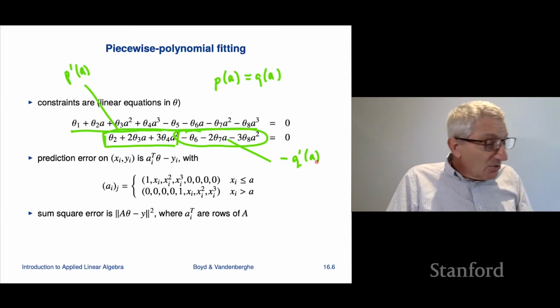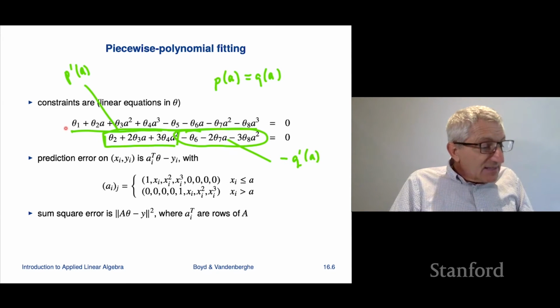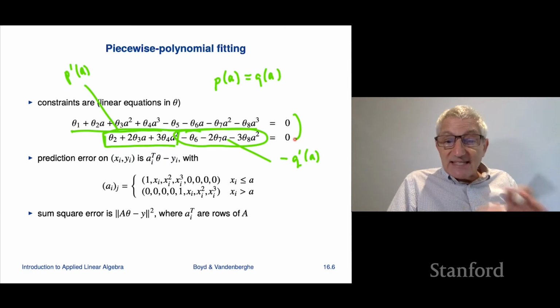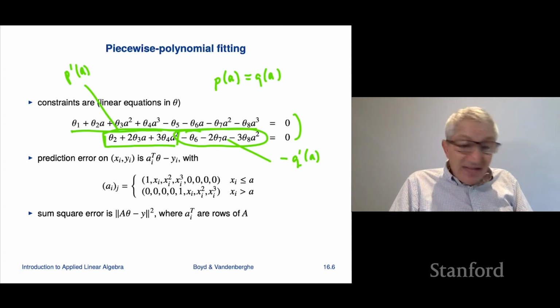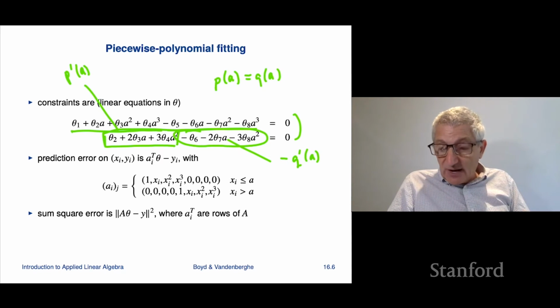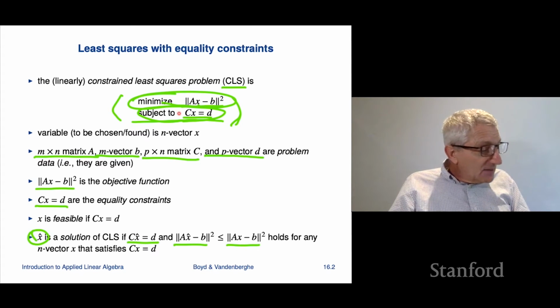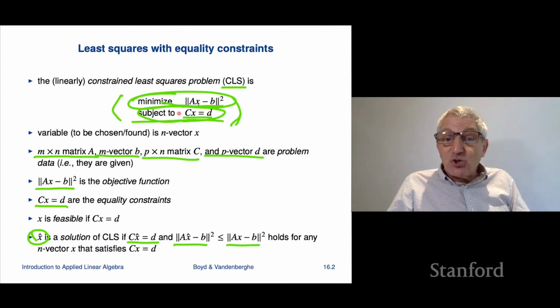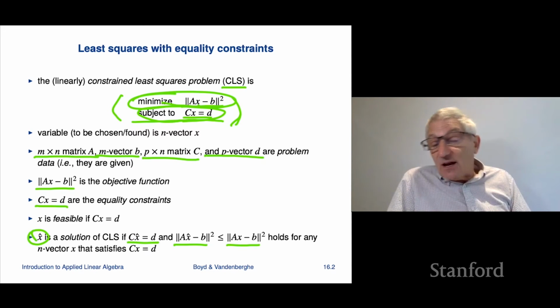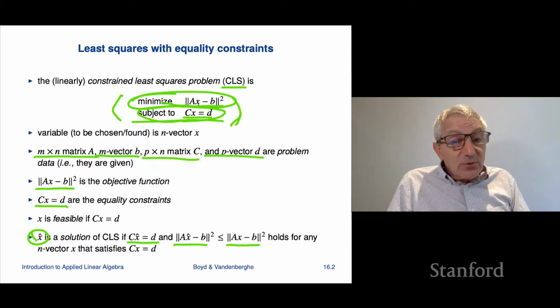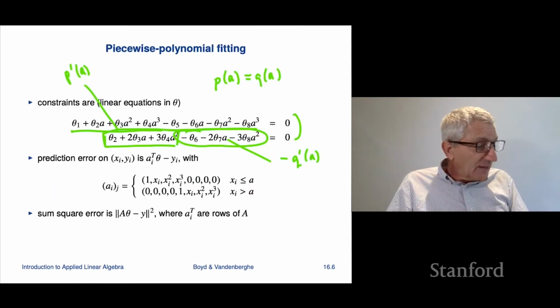Okay? And if we look at this, we'll see that we could write these two equations as C times theta equals d. Theta is the 8-vector of parameters. C would have 2 rows, right? So in our constrained least squares problem, p is 2, and that means that there would be 2 linear constraints. And in fact, you could even annotate them. The first one says continuity at the knot point, and the second one would say continuous derivative at the knot point. Okay, so that's that.